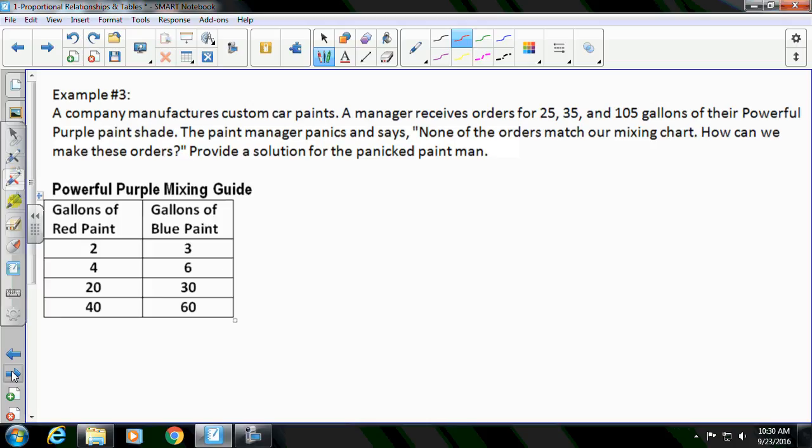Let's look at this. We have the number of gallons of red paint and the number of gallons of blue paint: 2 to 3, 4 to 6, 20 to 30, 40 to 60. We need to make orders of 25, 35, and 105 gallons of the powerful purple paint. I want you to answer this tonight. Do your best. Try and come up with a solution. Show me what work you can, and we are going to go over this one tomorrow. But I want your brains to be thinking about it tonight.